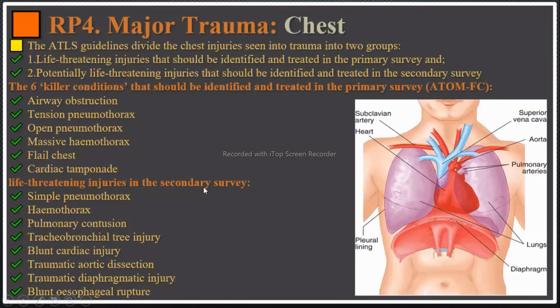Life-threatening injuries in secondary survey. Primary survey means you will check airway, breathing, circulation, disability, exposure, so it's called primary survey. Secondary survey, after you finish the primary survey, you will check for any life-threatening injuries like simple pneumothorax, pulmonary contusion, tracheobronchial tree injury, blunt cardiac injury, traumatic aortic dissection, traumatic diaphragmatic injury, blunt esophageal rupture.